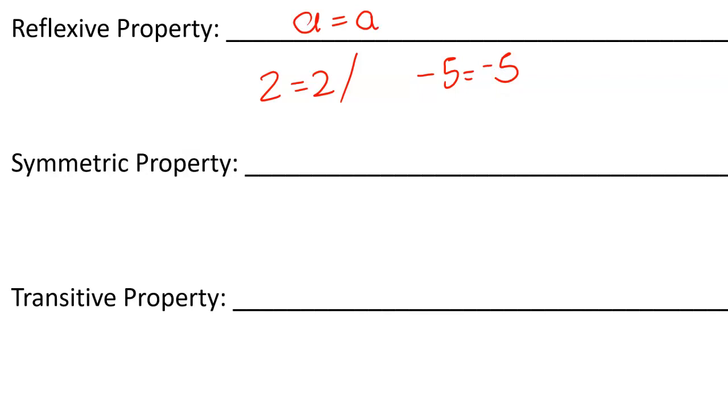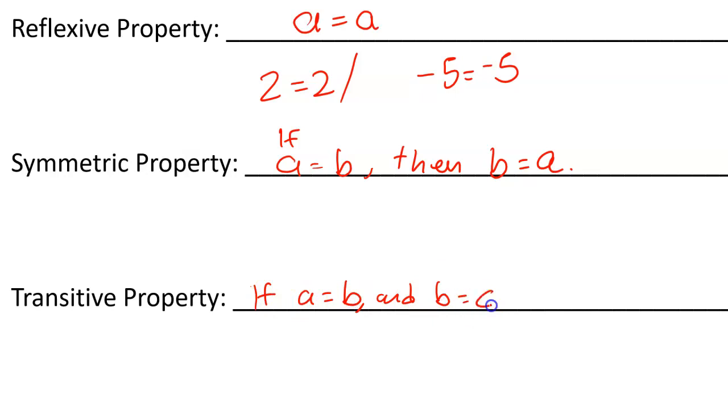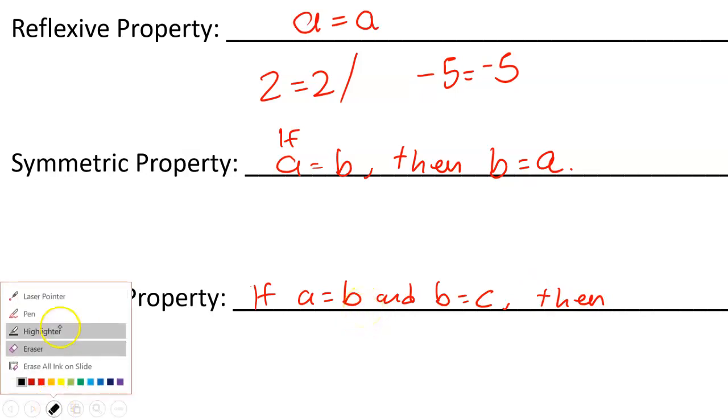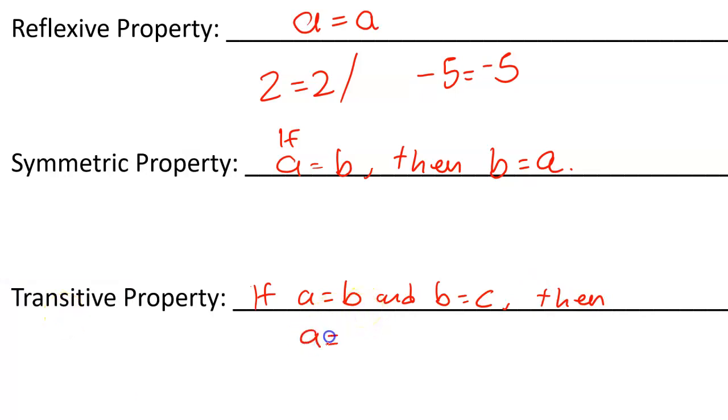Okay. Now the symmetric property. If A is equal to B, then B is equal to A. Okay, and then transitive, some of you know this one. If A equals B and B equals C, then, actually I'm going to change my grammar a little bit here. There we go. Then A is equal to C.